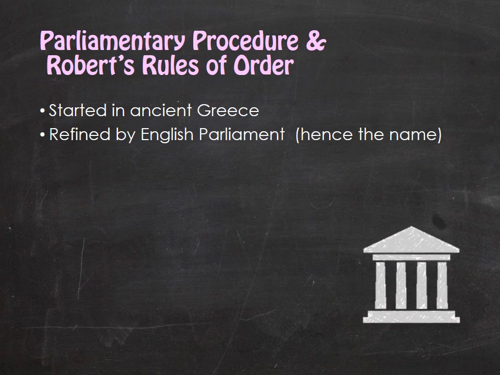These Robert's rules have some history. Parliamentary procedure was started in ancient Greece and later refined by the English Parliament. This part isn't on the quiz, don't worry about that, but it might be helpful for you to understand the bigger picture. So parliamentary procedure means relating to a law or governing body, and Robert's Rules is a type of parliamentary procedure.